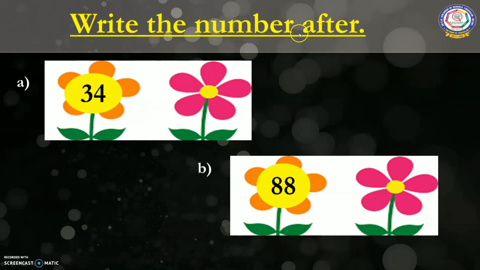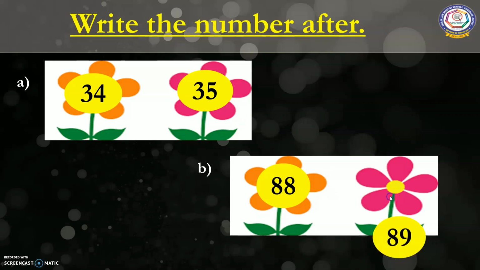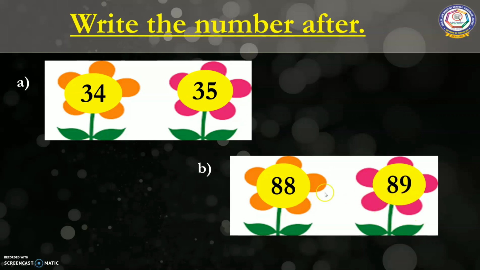Write the number after. See here in the A sum we have 34. We have to write the number that comes after 34. What comes after 34? Yes, 35. Good. See the B sum. We have 88 here. What comes after 88? 89. Very good.